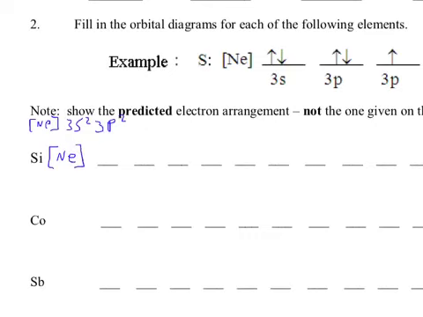Then I'm going to represent this 3s orbital by simply writing 3s here. So this represents a 3s orbital, and now I'm going to put in these 2 electrons. One has an upspin, one has a downspin. Now that orbital is filled, so I move on to the next one, which is a 3p orbital.